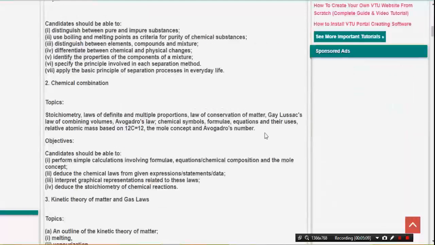Section 2 is chemical combination. The topics in that section are stoichiometry, law of definite and multiple proportions, law of conservation of matter, Gay-Lussac's law of combining volumes, Avogadro's law, chemical symbols, formulae, equations and their uses. Relative atomic mass based on 12C equals to C. The mole concept and Avogadro's number.